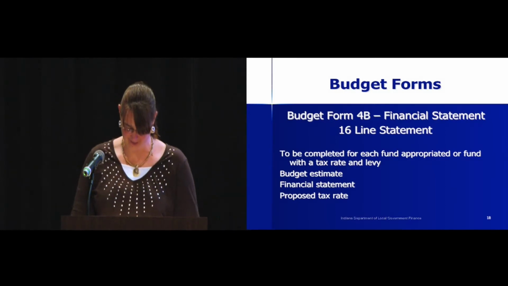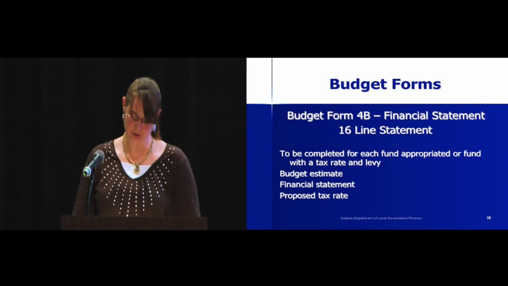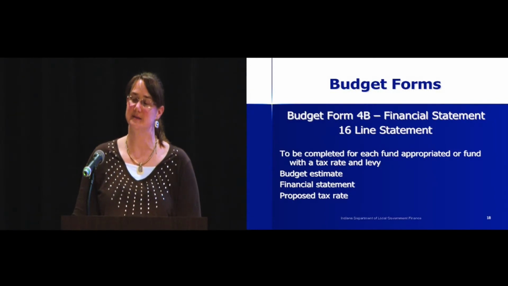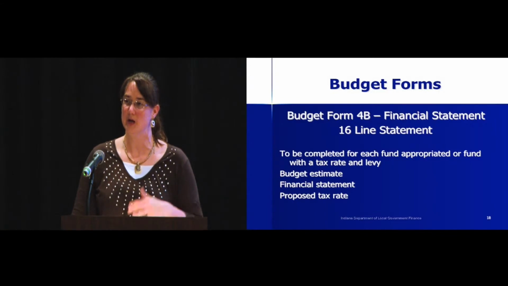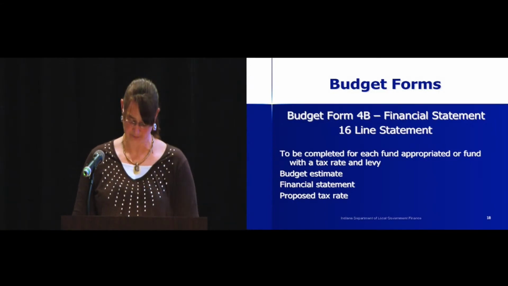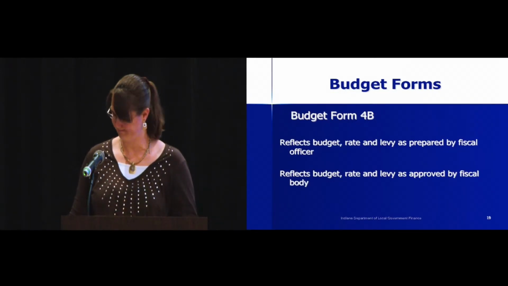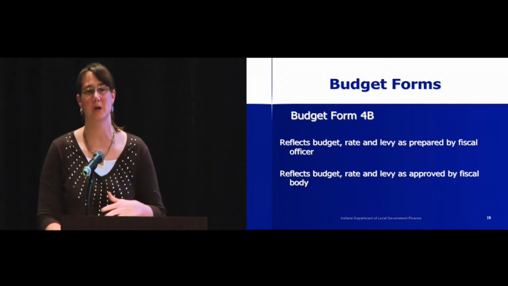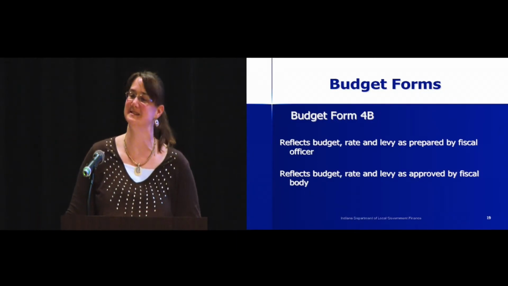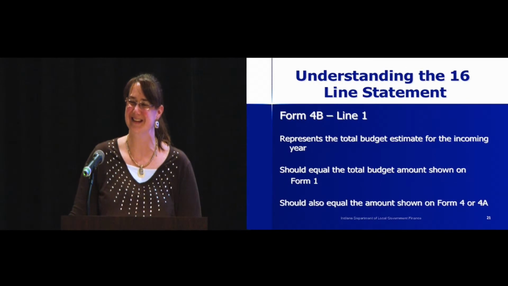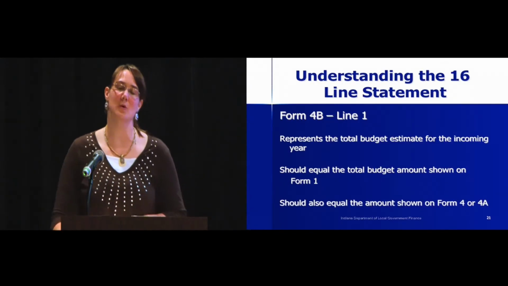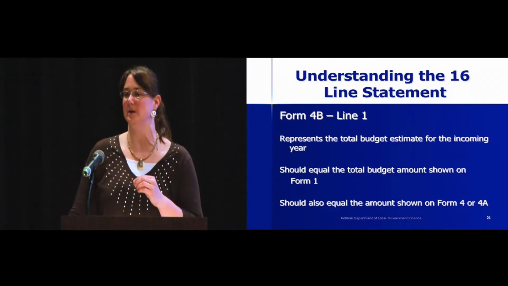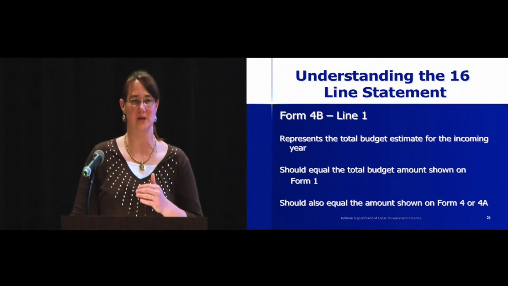That's changed a little bit in Gateway. It also shows the 18-month financial statement of the county, your expenditures and your revenues, and the proposed property tax rates. All right, from here I'm just going to talk because this isn't in exactly the order that I usually talk to my counties in. So on line 1 of the Form 4B, you'll have your budget estimate or your wish list.